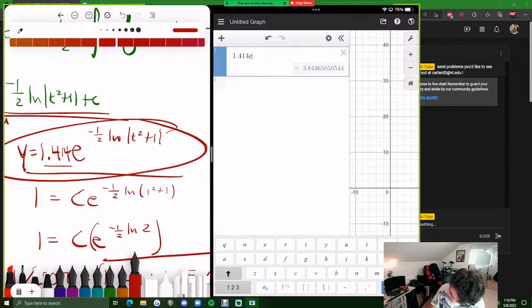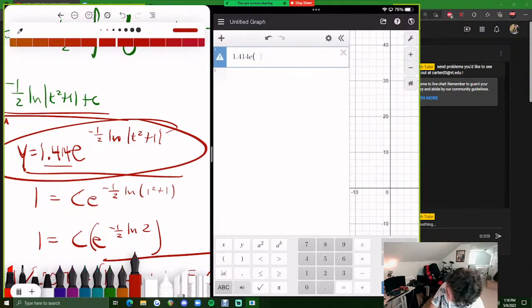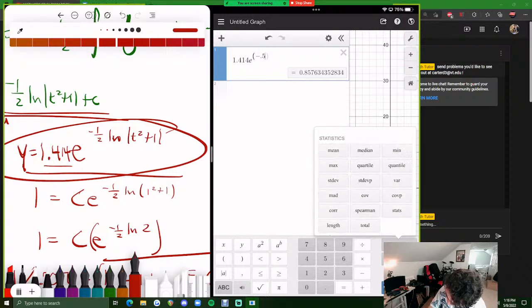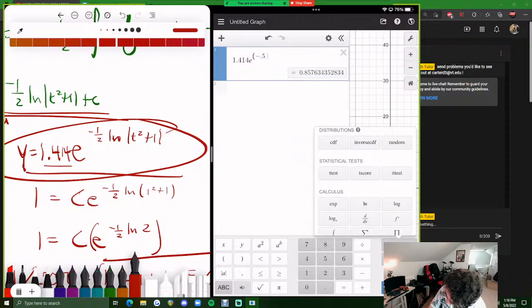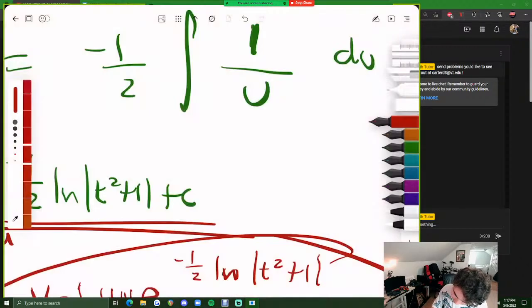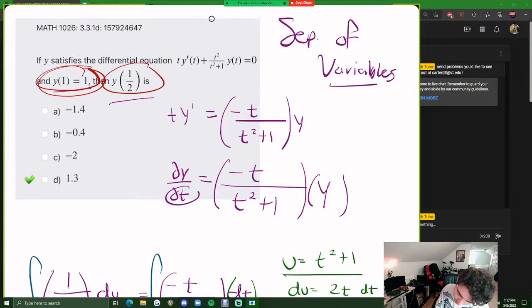1.414 e to the negative 1/2... negative, I'll just do negative 0.5 times the natural log of t squared plus 1, and in place of t we're plugging in 1/2. So 1/2 squared plus 1. As a result, we get 1.26. If we round 1.26 up, we get 1.3.